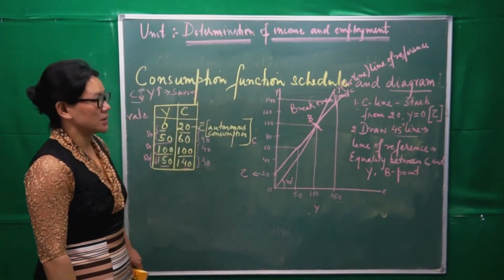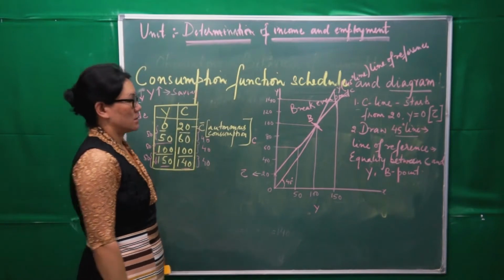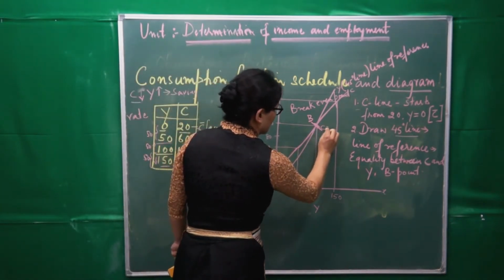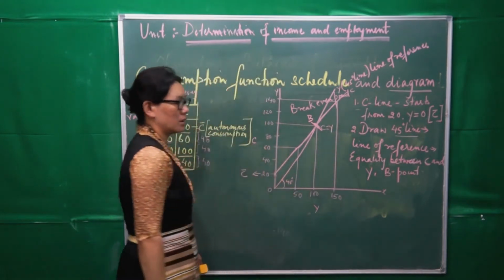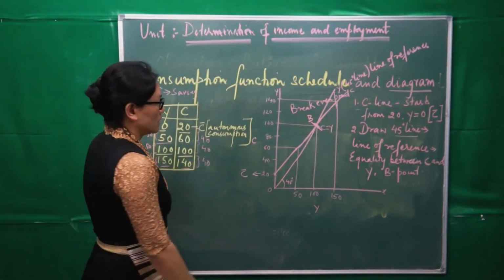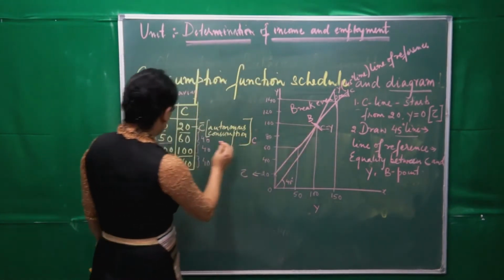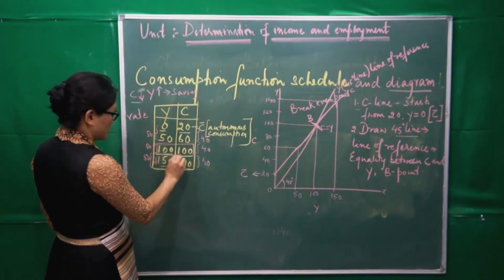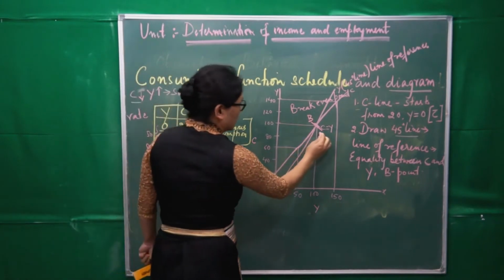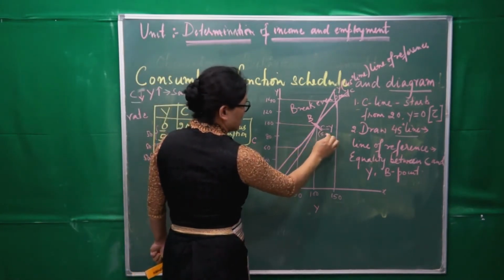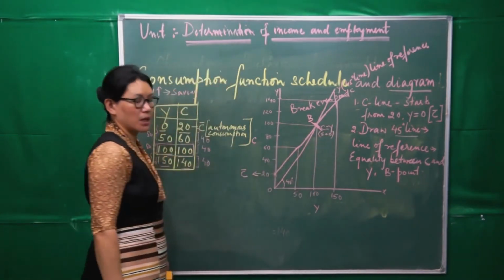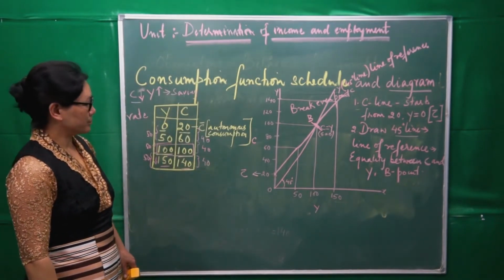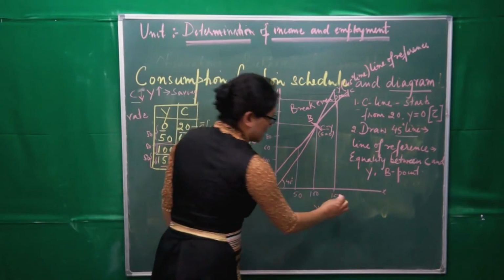What is this break-even point now? What is happening here in this? C is becoming equal to Y here. So this one, B point, see here, it is this one. Where what will happen to the saving? Saving will become 0 here. Right? All right.